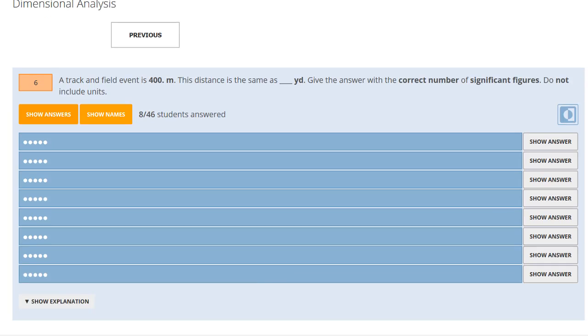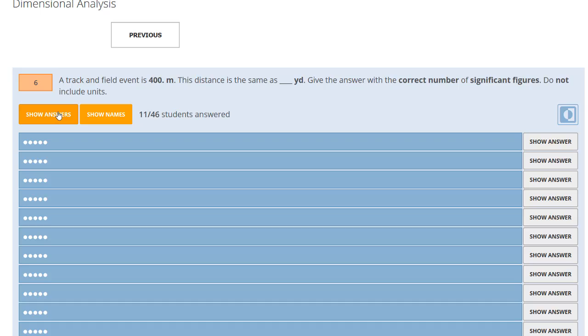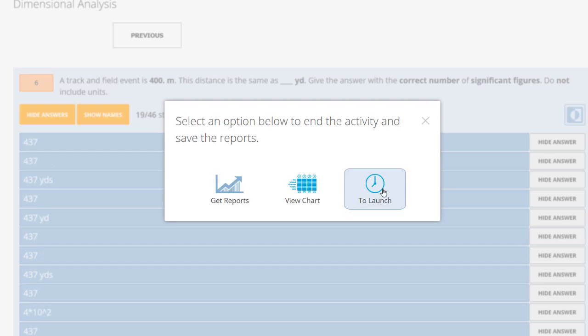I know it's time to go here. If you answer this correctly, you should have with the correct number of significant figures how many sig figs? 3, which should be 437. 437. All right, that's it here for today.